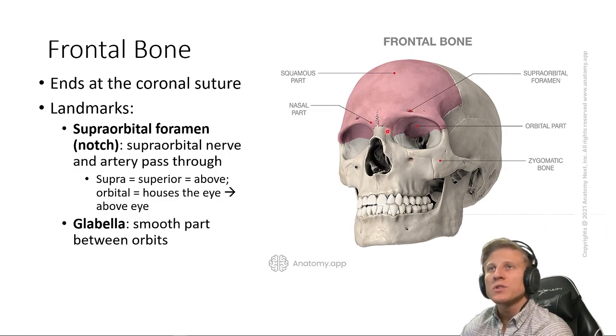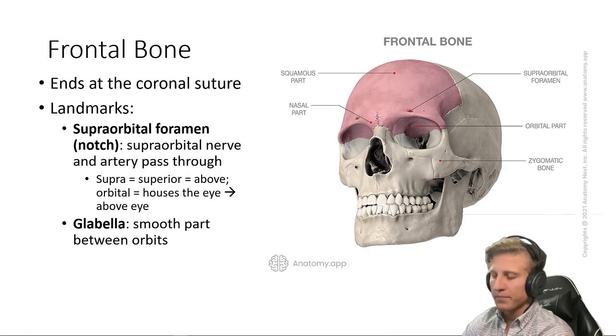The orbital portion, so obviously this is where your eyes are. So within the orbits, the upper half essentially is formed by the frontal bone. Again, we typically have nerves and arteries passing through these foramen. Foramina would be the plural. And then glabella is this smooth part right here. Okay.